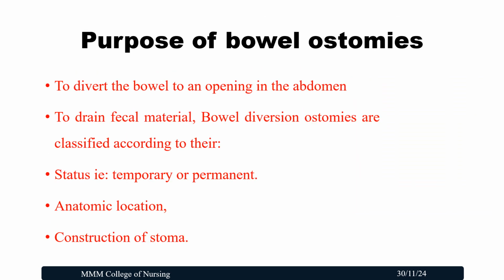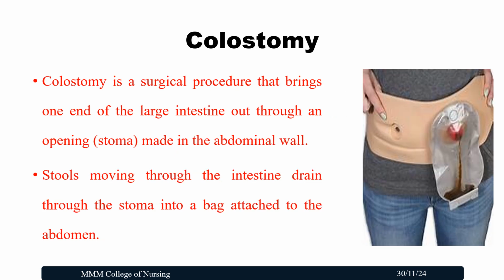Now the purpose of bowel ostomies: first, to divert the bowel to an opening in the abdomen and to drain fecal material. Bowel diversion ostomies are classified according to their status, temporary or permanent, anatomic location, and construction of the stoma. Colostomy is a surgical procedure that brings one end of the large intestine out through an opening, the stoma, made in the abdominal wall, and stools moving through the intestine drain through the stoma into the bag attached to the abdomen.